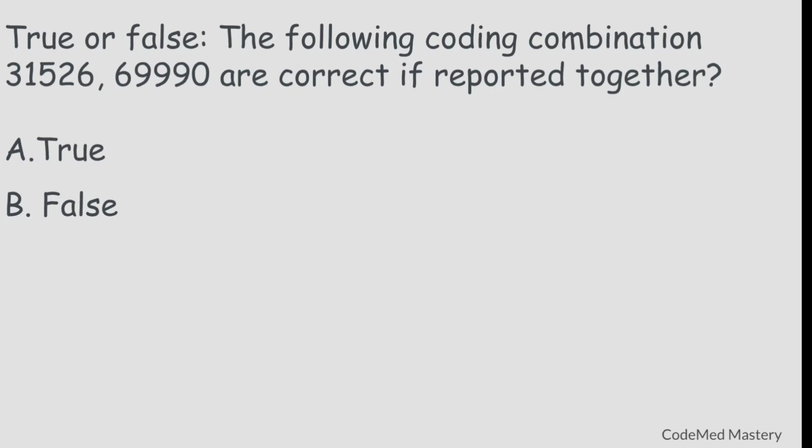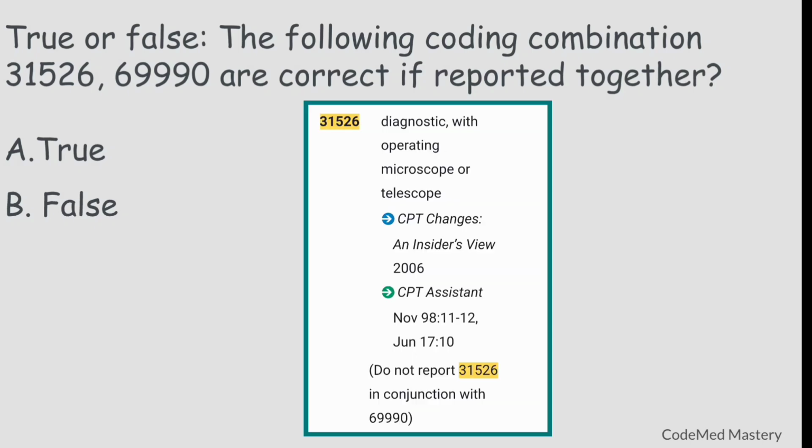Read the question. True or false? The following coding combination 31526 and 69990 are correct if reported together. To find the answer for this, you can check the code 31526. Below that, they have mentioned a parenthetical note. Do not report 31526 in conjunction with 69990. So, these two must not be coded together.